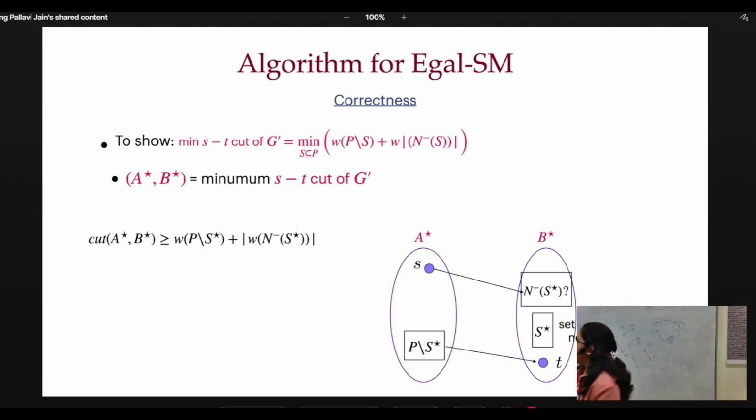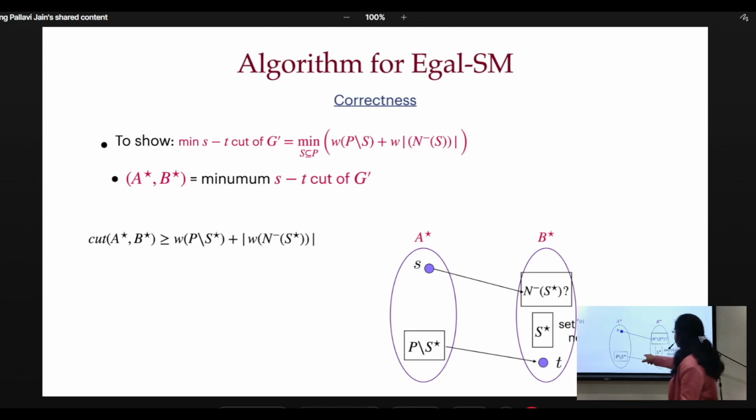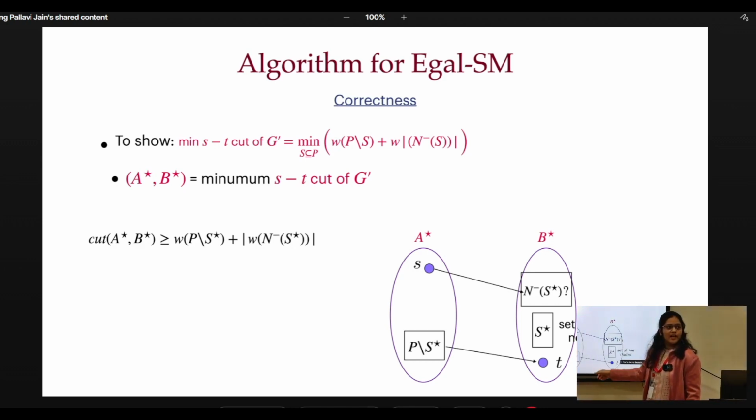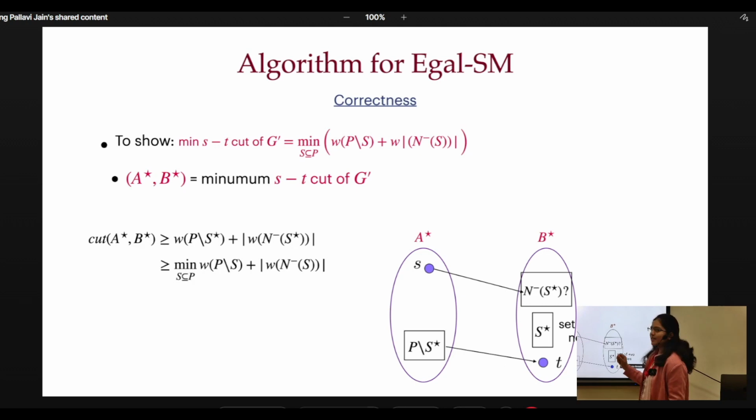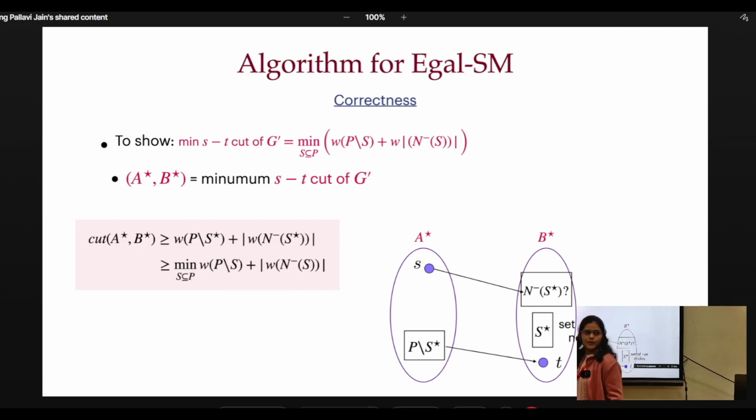Because what are we counting here? These arcs, right. What is the capacity of these arcs? Weight of these vertices, right. And what else? These arcs, right. These are the weight of the nodes in n minus S star, right. Okay. So cut value is greater than or equal to Wp minus S star plus this value, right. So I can say that this is definitely greater than or equal to whatever minimum is achieved, agree.